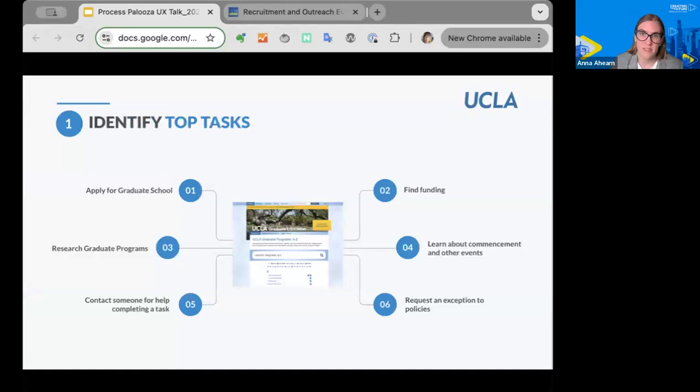So our first task is about identifying top tasks. Let's talk about what a top task might be. These are things that are most important to your customers. What are they trying to accomplish on your service or product? Here are some examples from the perspective of prospective students on the UCLA Division of Graduate Education website. 1, apply for graduate school. This is one of the most important pieces of the website.